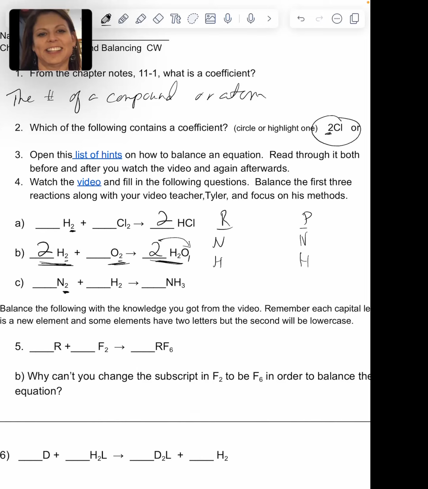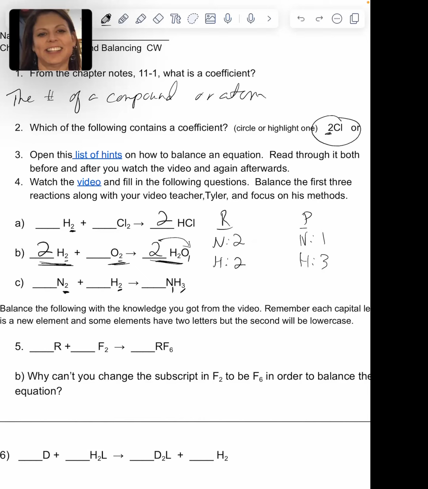So reactants are on the left, I have 2 nitrogen. So I'm going to put a 2 here to keep track. I also have 2 hydrogen. So I put a 2 there. On the right, I have just 1 nitrogen and 3 hydrogen. So nothing is balanced. The hydrogen on the left does not equal the hydrogen on the right, and the nitrogen and the hydrogen don't match either.